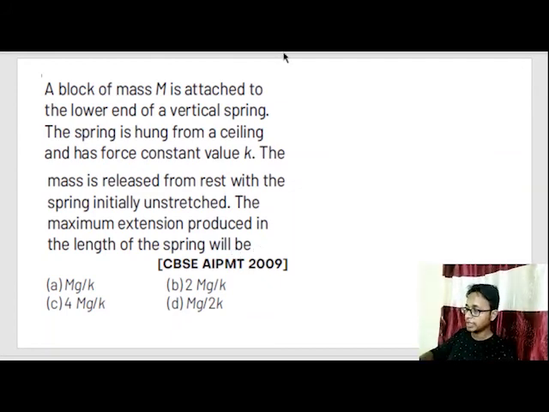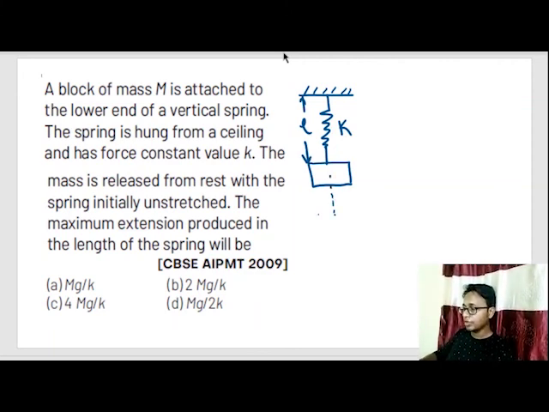What is this question saying? The question is saying there is a spring of spring constant k. A mass is attached and the spring is initially at its natural length. When the block was released, it dropped down by distance x. So find out the maximum distance the block dropped down.